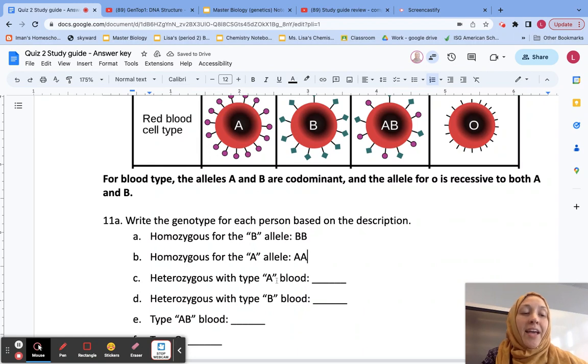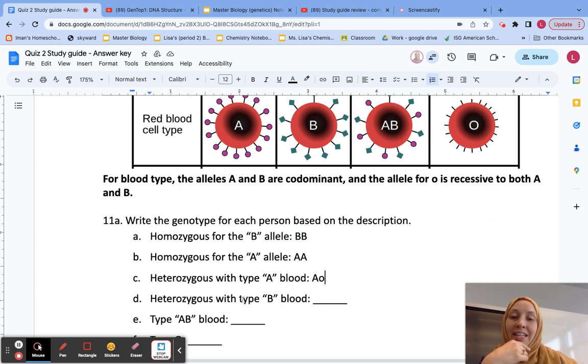Heterozygous with type A blood. Well, Miss Lisa, it can't be AB. Because if I was heterozygous with AB, then that means I would have the AB blood. I wouldn't have A blood. So it can't be AB. What can it be? O, because O is recessive to A. So I'm heterozygous. I have two different alleles, and I have type A blood. Why? Because O is recessive.